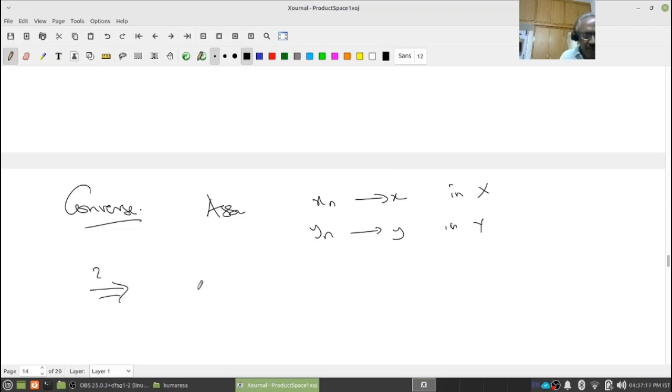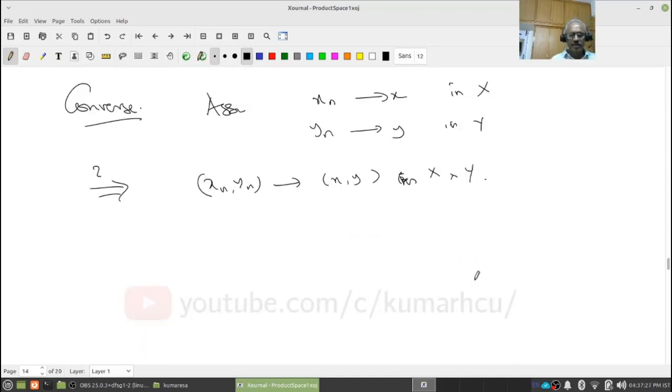What do I want to prove? I want to prove (xn, yn) converges to (x, y) in X cross Y. Right? So to prove (xn, yn) converges to (x, y), what is it that I have to start with? I have to start with an open set containing (x, y). Therefore, start with any open set W containing (x, y). Right? But what do I know? I know that there exist open sets U in tau X and V in tau Y so that x belongs to U, y belongs to V, right?